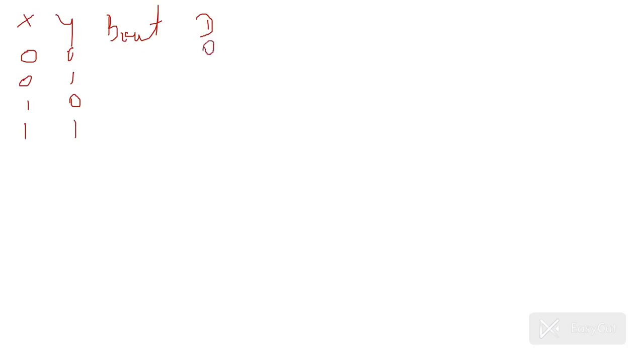And the difference of 0, 1. We can't subtract 1 from 0, right? So what we have to do is take a borrow of 1. In binary, what is 1 0? It is 2. So 2 minus 1 is 1. So the difference will be 1 and the borrow out is 1.